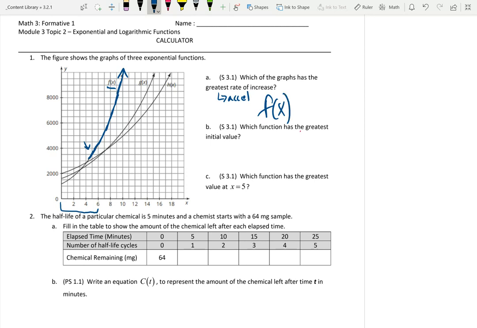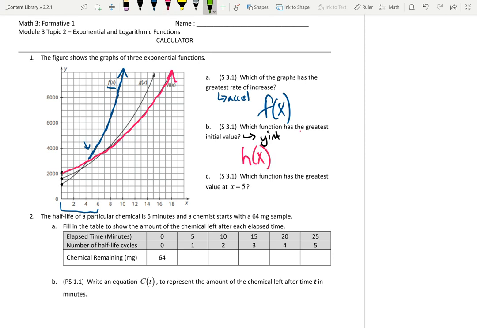For the next part, which function has the greatest initial value? The initial value is the y-intercept, which is right over here. Which one has the greatest? Well, let's see which line this is connected to. I go to the point at the very top, and I carefully follow my line. All right, that line is representing h of x.